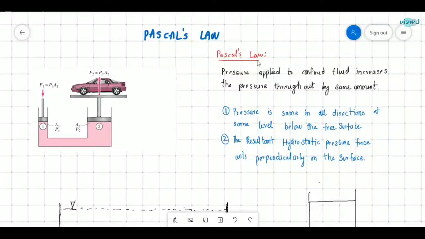In this video, we will discuss Pascal's law. Many people define Pascal's law as the pressure exerted is the same in all directions at a point, but it is not the actual definition. Pascal's law is stated as: pressure applied to a confined fluid increases the pressure throughout by the same amount. So what is it telling us?